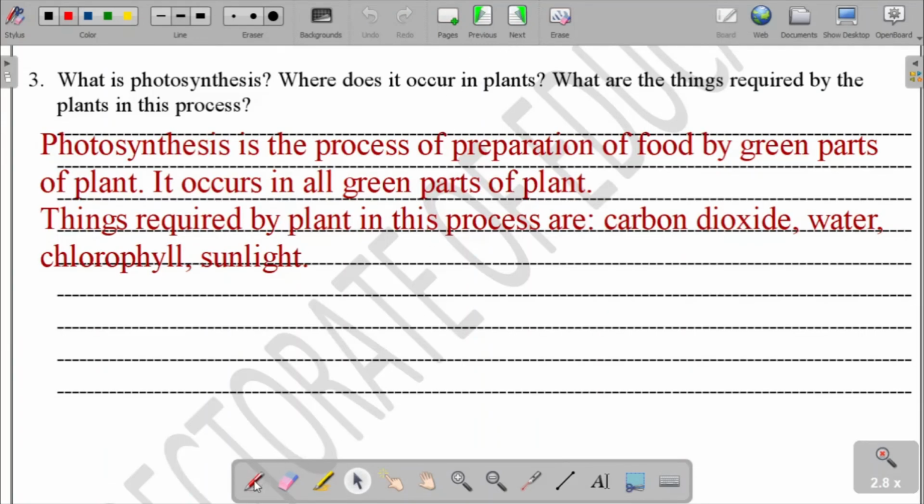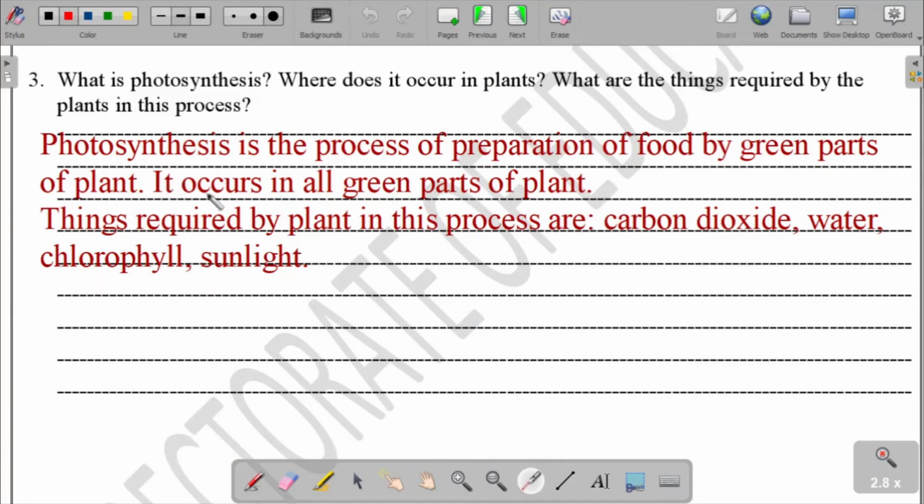This is the third question, an important one as well. Why? Because it carries maximum marks. The question is, what is photosynthesis? Where does it occur in plants? What are the things required by the plant in this process? So, what is photosynthesis? Photosynthesis is the process of preparation of food by green parts of the plant. This is the first part of the answer.